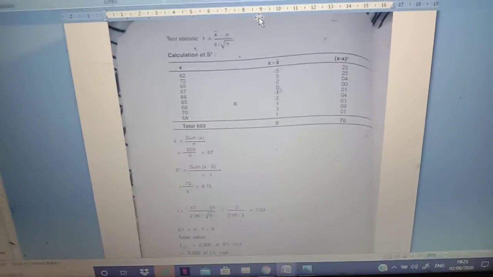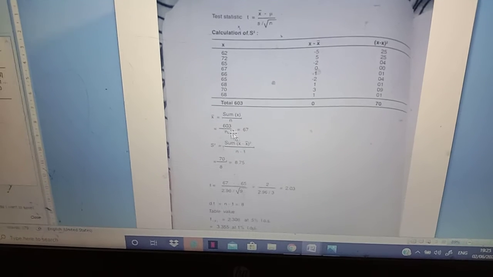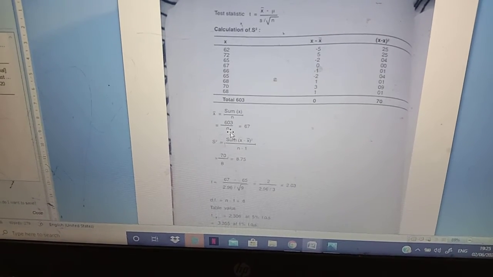So now for this formula, what do we need to calculate here? For this formula we need to calculate x bar, which can be found by the summation of all the 9 individuals, divided by the number of observations, that is 9, and we will get the value of 67.